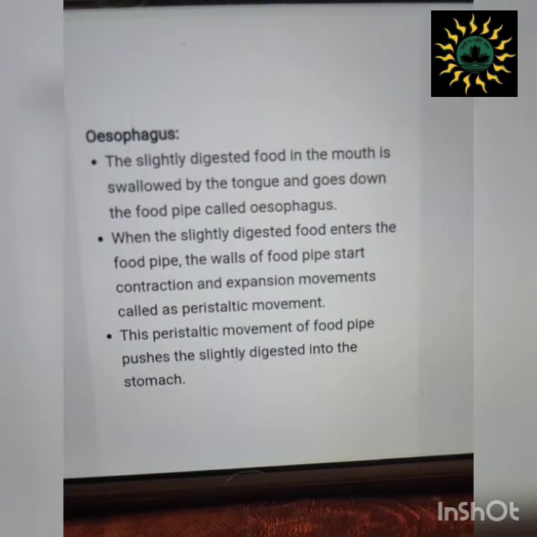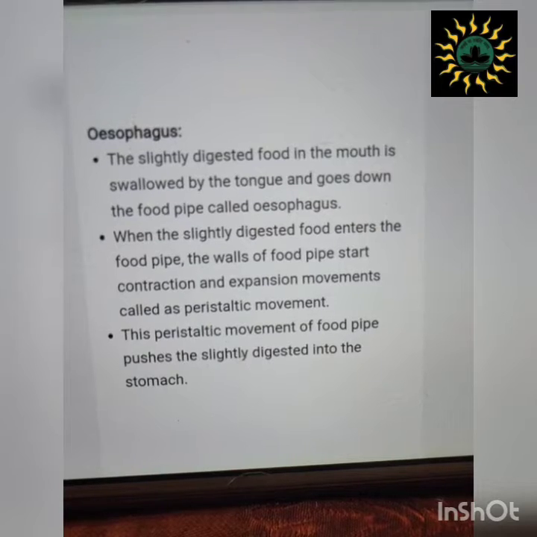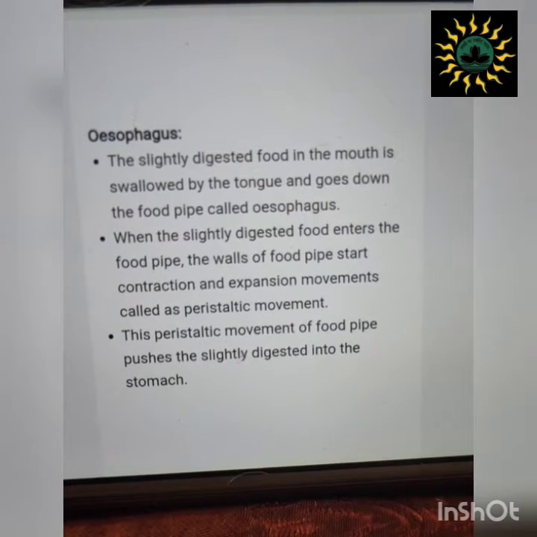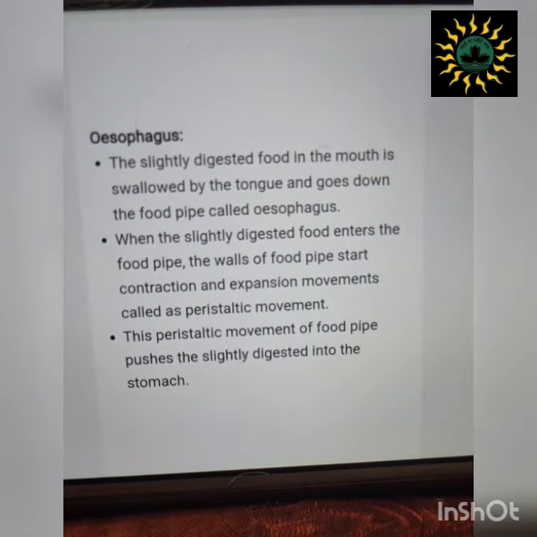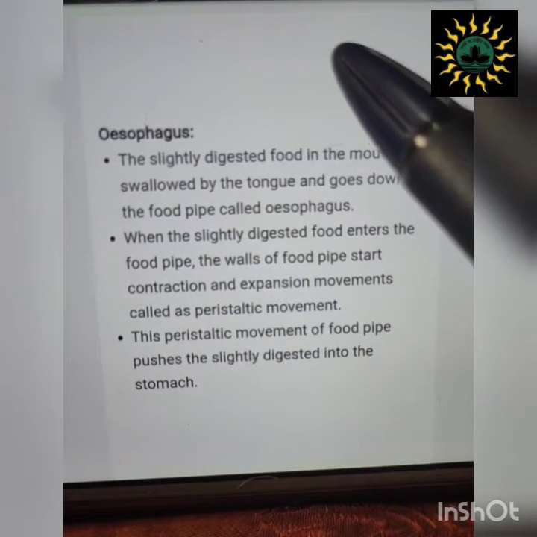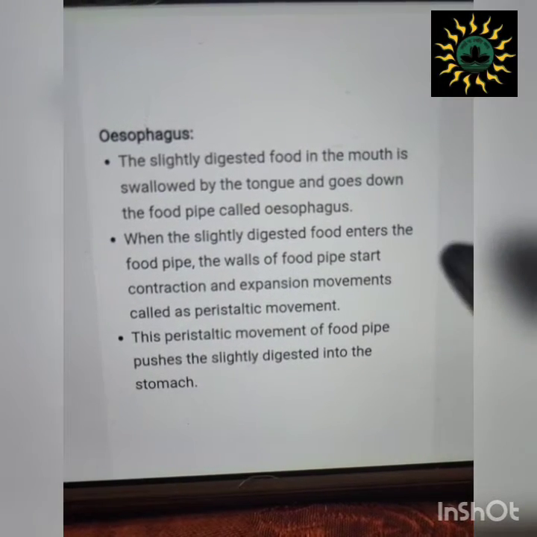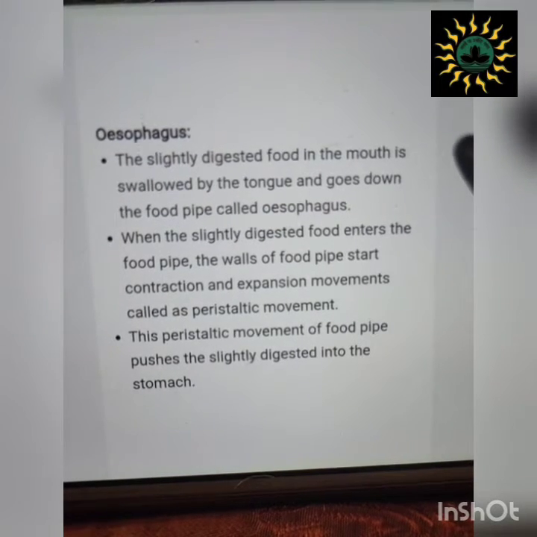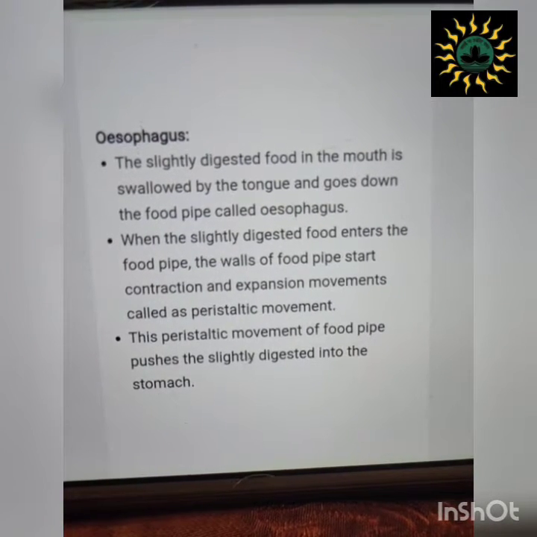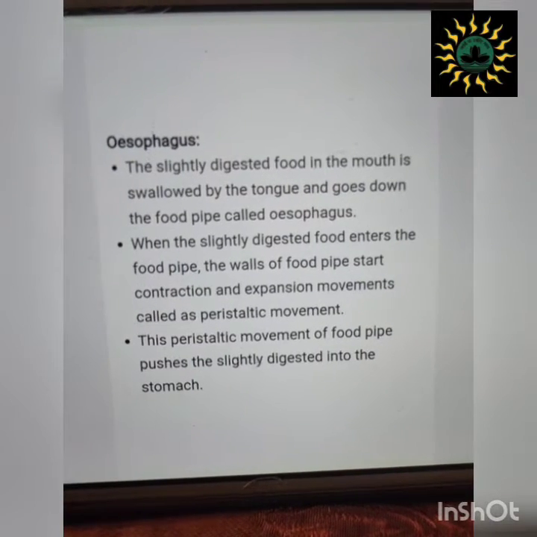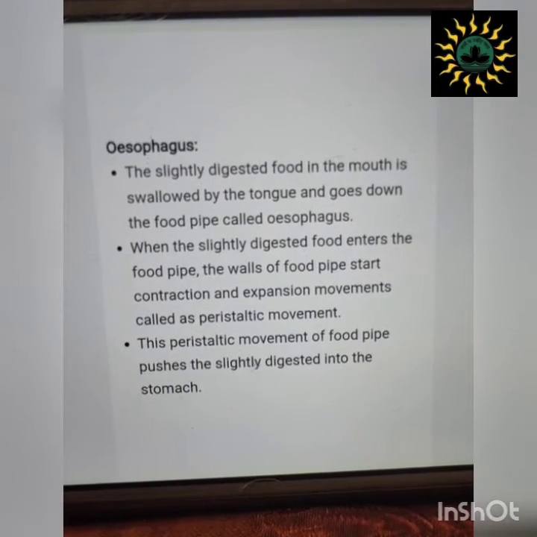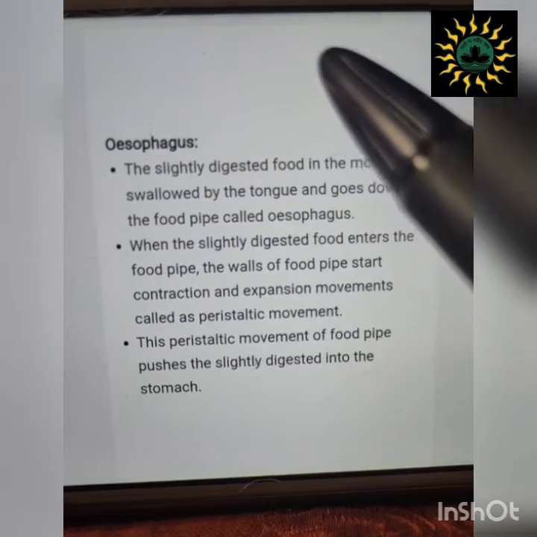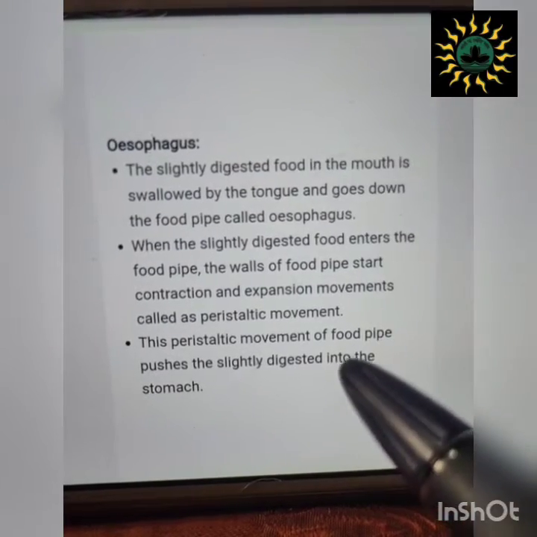Next we come to the esophagus. The esophagus is also known as the food pipe, and no digestion takes place in the esophagus. Only the food moves from the mouth to the stomach by certain movements called peristaltic movement. What is peristalsis? The alternate contraction and relaxation. Because of the contraction and relaxation, slowly the food moves down from the mouth to the stomach.